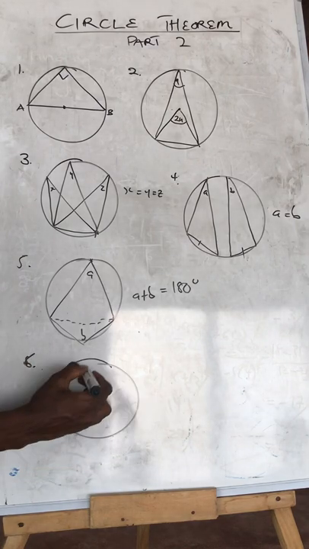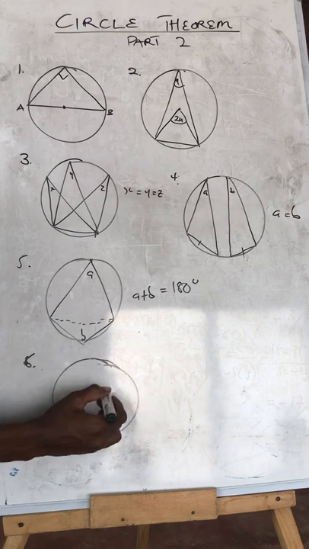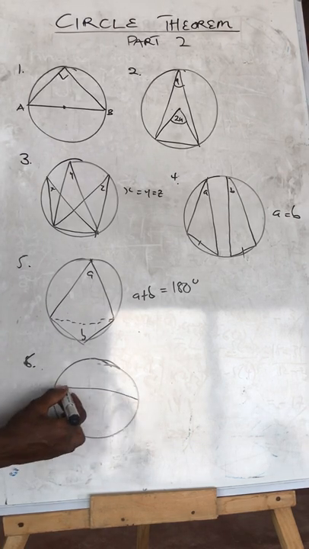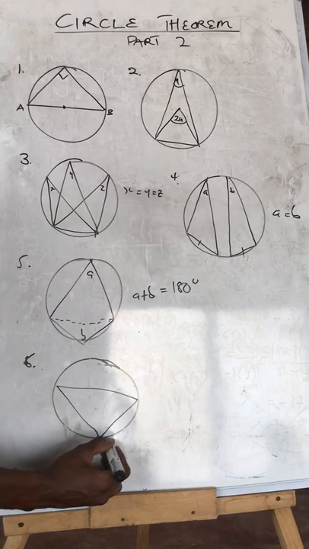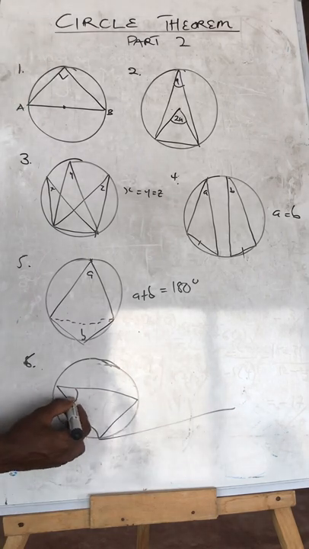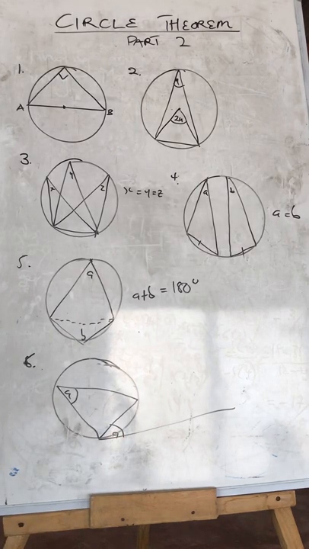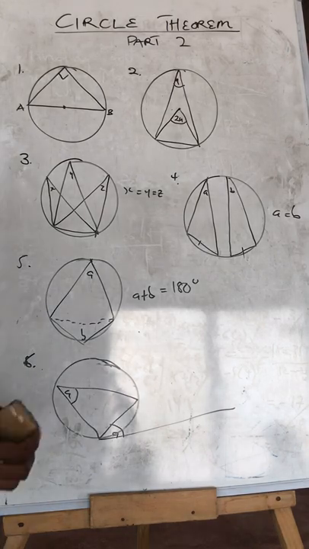And we also looked at tangents, and looked at something like, say, this is the tangent and this is A. We say that here is also what? A. Okay, so you look at the other three. So this is a quick recap. You look at the other three theorems.